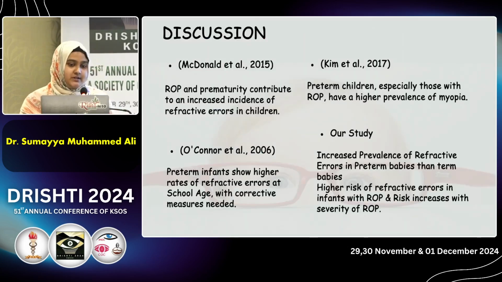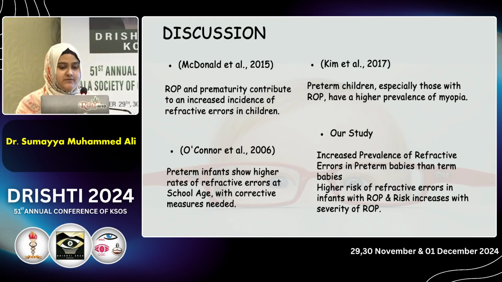Coming to the discussion, there are various studies. In the 2015 study by McDonald et al., ROP and prematurity contribute to increased incidence of refractive errors in children, and in a 2017 study, preterm children, especially those with ROP, have higher prevalence of myopia, and in the 2006 O'Connell et al. study, preterm infants show higher rates of refractive errors at school age with the refractive measures needed.